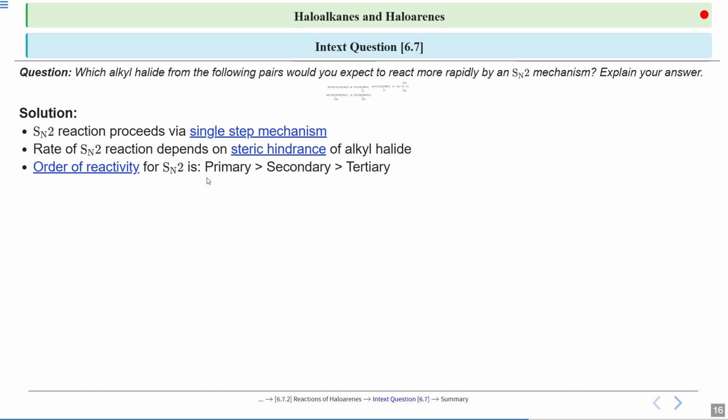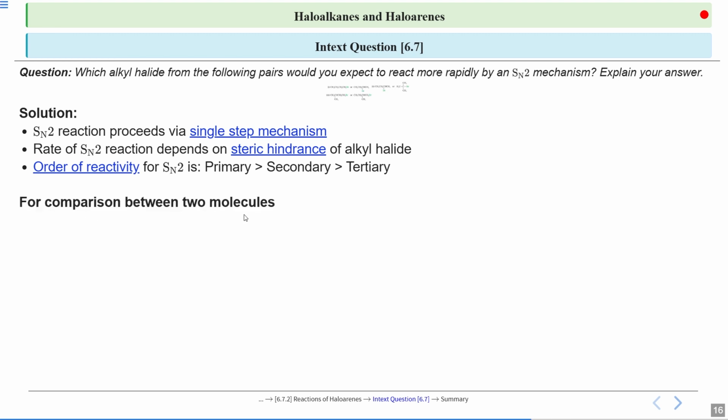So the order of reactivity for SN2 is highest for the primary halide, then the secondary halide, and then the tertiary halide, because primary halide has the lowest steric hindrance, which is going to increase the reactivity of the SN2 reaction, because the nucleophile is going to attack the carbon very easily because of no steric hindrance. Meanwhile, in the tertiary alkyl halide, we have very high steric hindrance present, due to which the reactivity decreases. It will be very difficult for the nucleophile to attack the carbon in the case of tertiary alkyl halide.